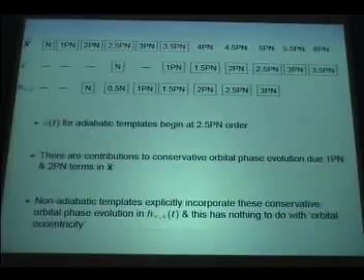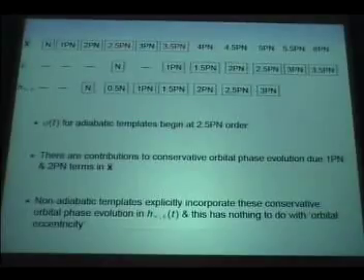So that's what I keep arguing. You have to reflect in h plus and h cross what is there in the orbital dynamics. You cannot assume that, because the radiation reaction starts at 2.5PN, the temporal evolution also starts at 2.5PN. And so this is actually called non-adiabatic templates.